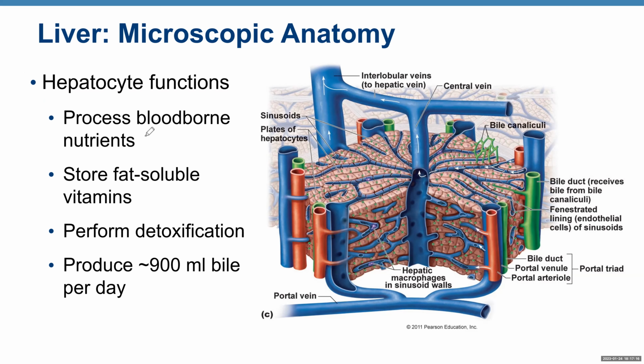They process blood-borne nutrients, store fat-soluble vitamins, perform detoxification, and produce about 900 milliliters of bile per day. So when blood flows through the sinusoids, we clean it, we process nutrients, we store vitamins, we detoxify the blood, and then blood from the central vein flows to the hepatic vein and then the inferior vena cava, right? Well, finally, in the inferior vena cava.